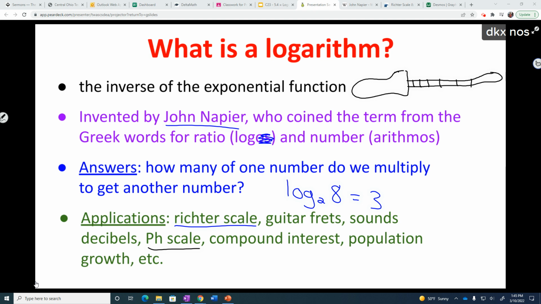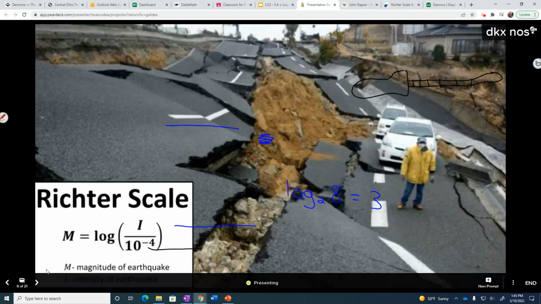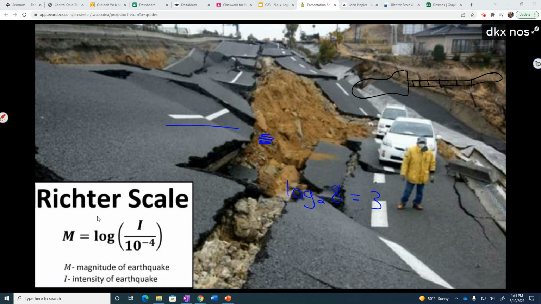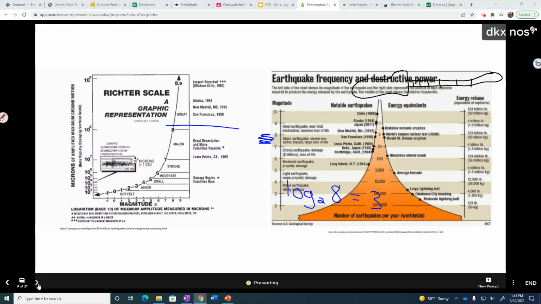Compound interest, population growth. These are both exponential, we talked about, but really anything that's exponential is also logarithmic, because to solve an exponential equation, you have to use logarithms. So all of these things are based off of exponential and logarithmic functions. And we're going to look a little bit more at this Richter scale for a couple minutes. This is the formula for the Richter scale here. The magnitude of an earthquake is the intensity divided by 10 to the negative 4th. They use instruments to figure out what the intensity is, and then they plug it into this formula.